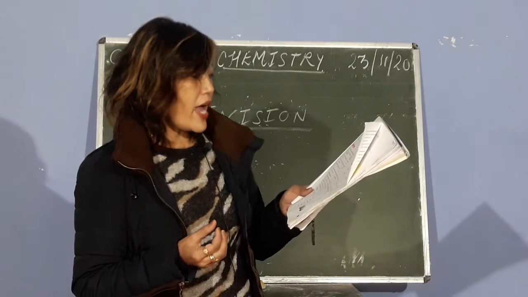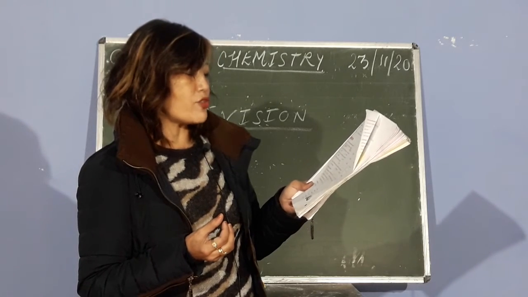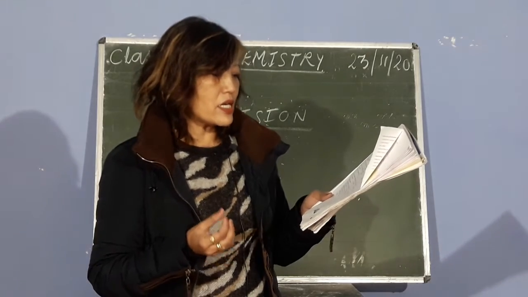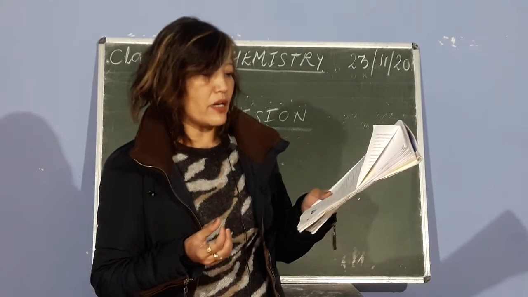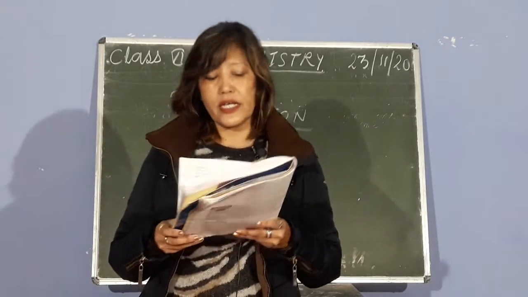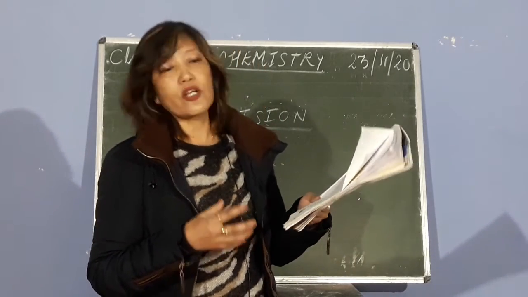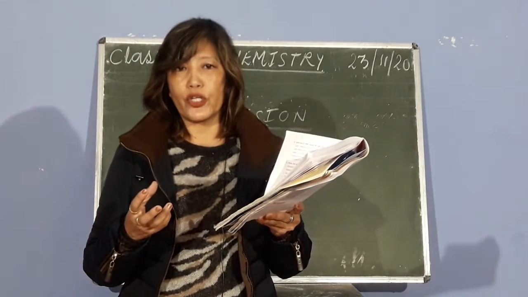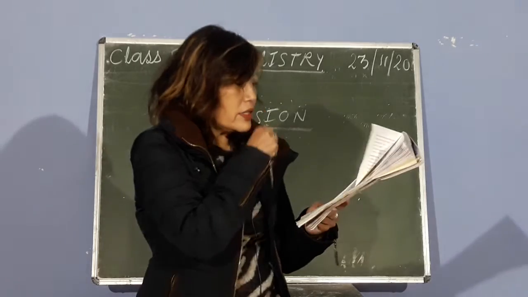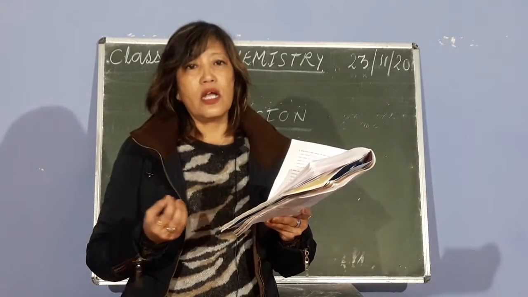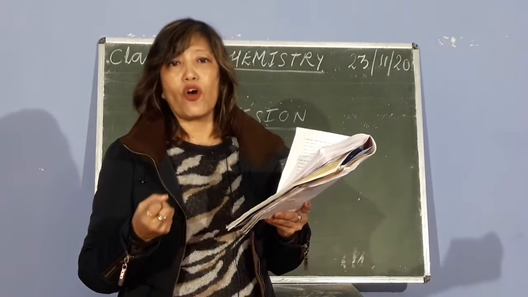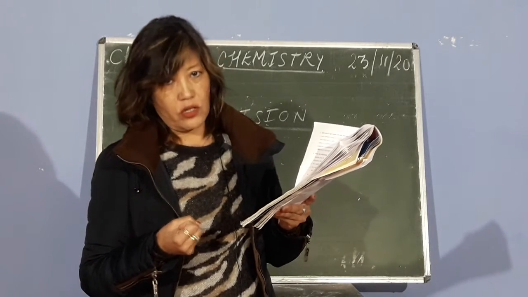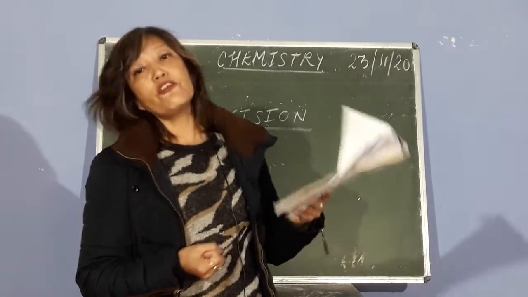Then number 5, atoms of different elements combine to form a molecule of, the options are an element, a compound, both A and B, or cannot say. And the answer is a compound, because when the atoms of different elements combine, they will form a molecule. Like let's take the example of water. Atoms of hydrogen and atoms of oxygen, when they combine, they will form the molecules of water. Water is a compound. Then fill in the blanks.